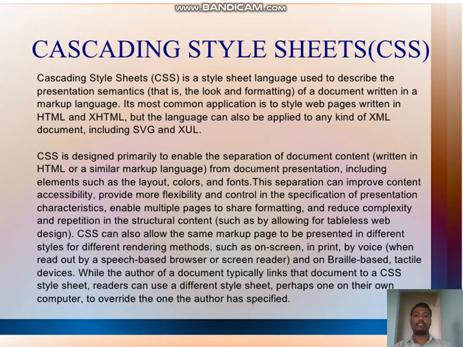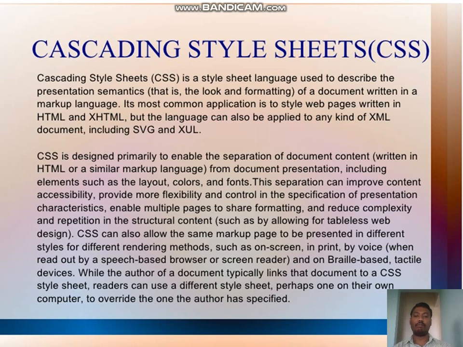Cascading style sheets. What is CSS? Cascading Style Sheet is the style sheet language used to describe the presentation semantics, that is, the look and formatting of a document written in a markup language. Its most common application is to style web pages written in HTML and XHTML, but the language can also be applied to any kind of XML document, including SVG and XUL.